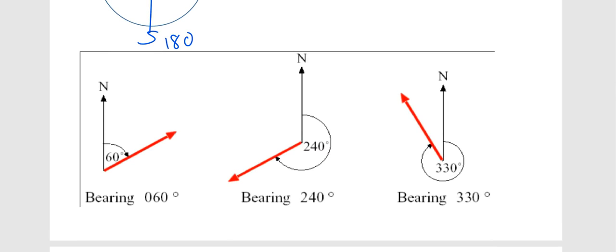I only put this picture in here so that it would kind of give you an idea of the bearings. So notice that they list them out with 3 digits, 060. I'm not going to do that. I'm just going to say bearing 60 degrees. Okay? But those are the correct looking pictures for those particular bearings.